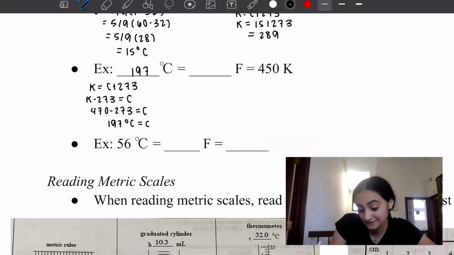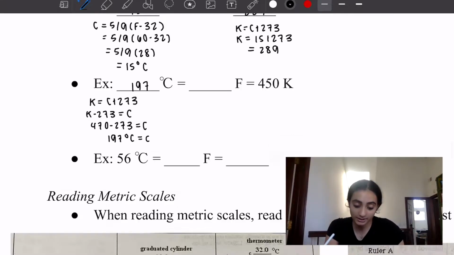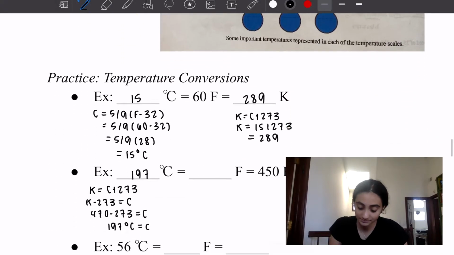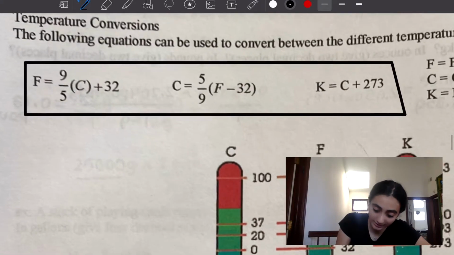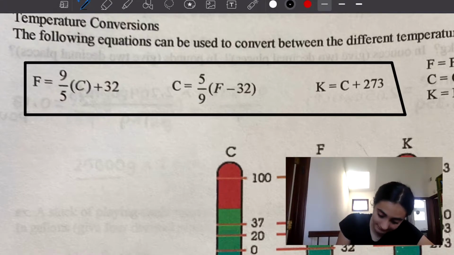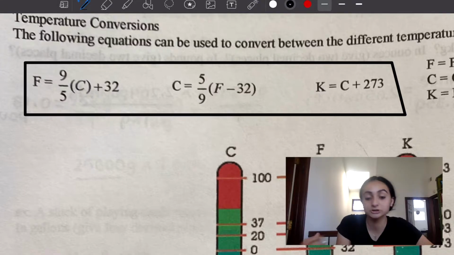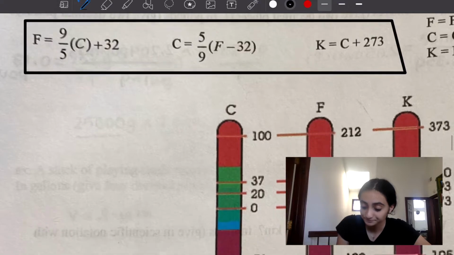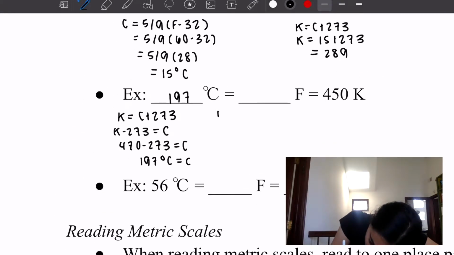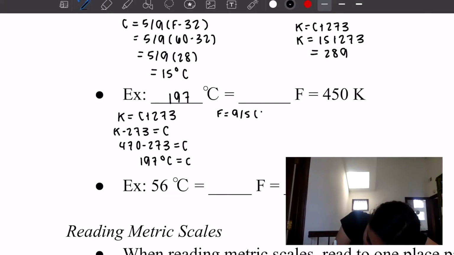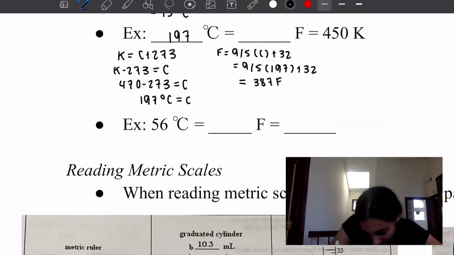And then we can convert from Celsius to Fahrenheit. So Fahrenheit equals 9/5 Celsius plus 32. Now you have to make sure that with these equations, you take notice of the fact that from Fahrenheit to Celsius, Fahrenheit minus 32 is in its own parentheses, and you multiply by 5/9, versus going from Celsius to Fahrenheit, where you first multiply by 9/5 and then add 32 afterwards. So we are going to do Fahrenheit equals 9/5 Celsius plus 32. So we are going to just plug in Celsius once again, for 387 Fahrenheit.